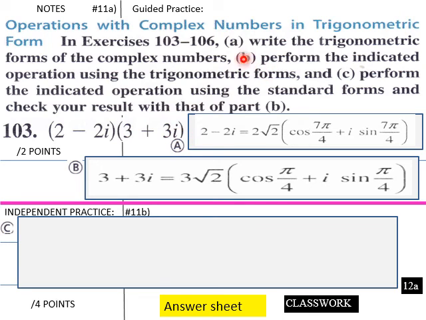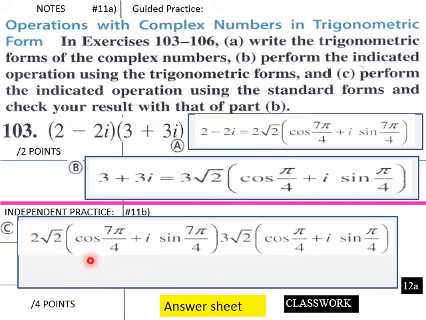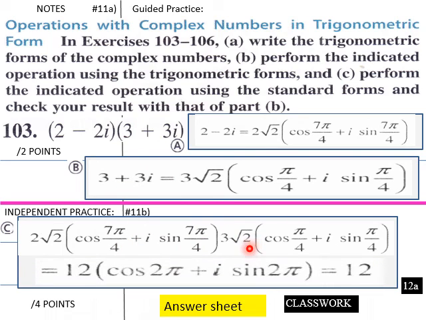And then B, perform the indicated operation using the trigonometric forms. So here is this, put in here, then we're going to multiply these two together, and we're in trigonometric form. When we multiply these out, we get 12 times cosine 2 pi plus i sine 2 pi, because it would be 8 pi over 4, which is 2 pi. Cosine 2 pi would be 1, and then sine 2 pi would be 0. So it would be 12 times 1, which equals 12.